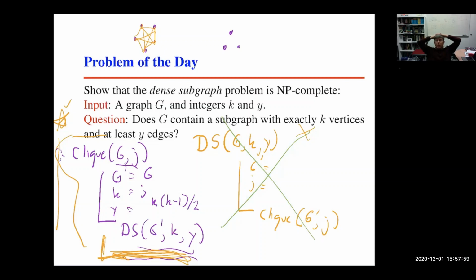If there was a fast algorithm for densest subgraph, this here gives us a fast algorithm for Clique. And there is no fast algorithm for Clique. Why do we know that? Because there is no fast algorithm for vertex independent set. Why do we know that? Because there is no fast algorithm for vertex cover. And why do we know that? Because there is no fast algorithm for 3-SAT.